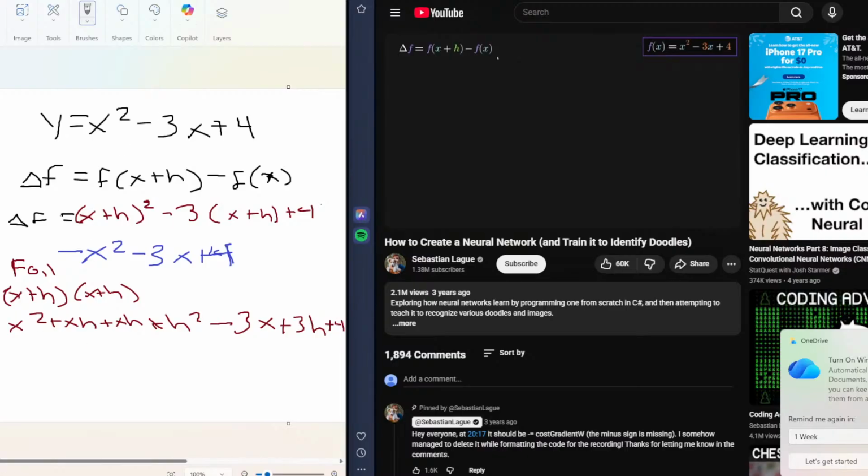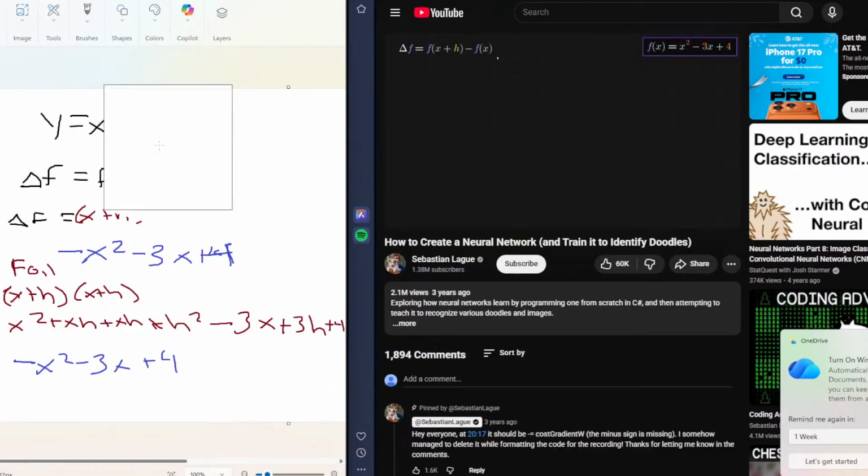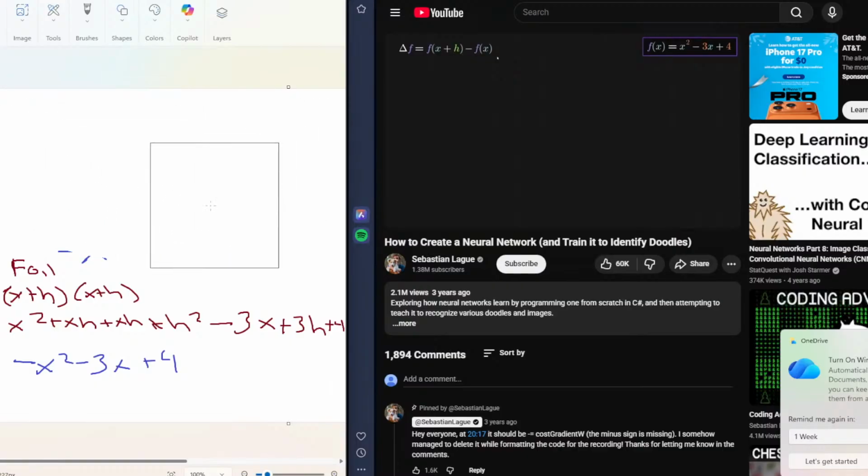And then we have all of that minus the same equation here. Right? So we can just minus x squared minus 3x plus 4. Right? So here we have the expanded equation, right?